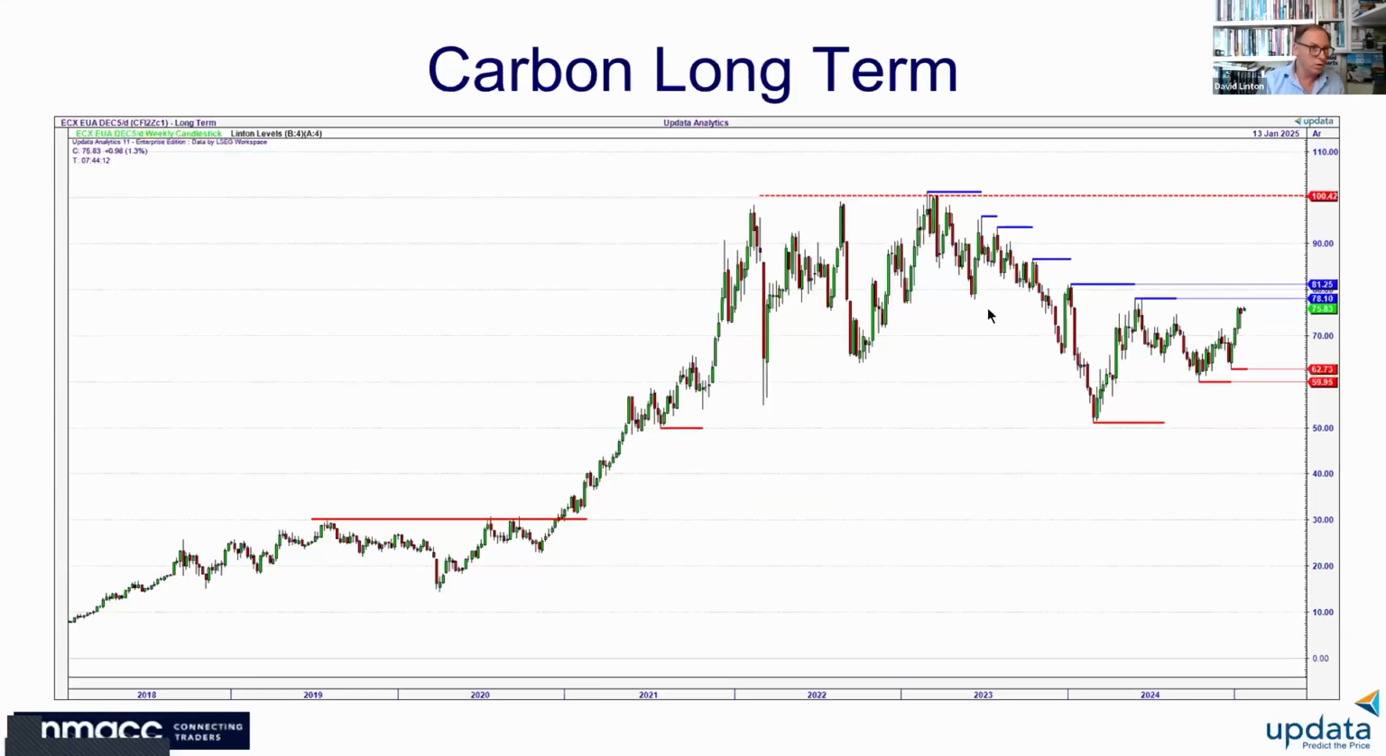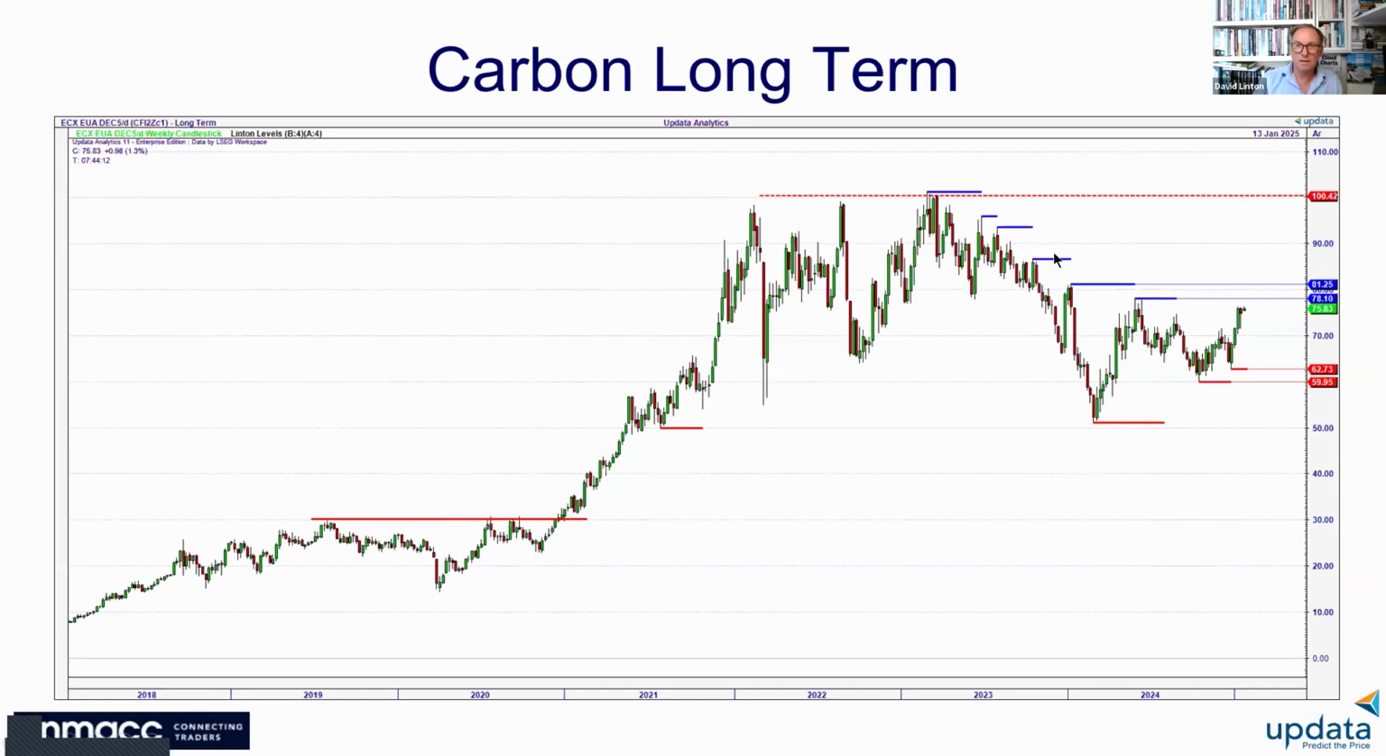So last of all, we look at carbon. And here we just see this amazing situation where in 2018 we were running higher and higher and higher. We hit resistance at 30 euros. Very hard to think back to that level, and then we broke and we just ran, and we ran and ran and ran, and we got to around 100, and we just really couldn't break this 100 mark.